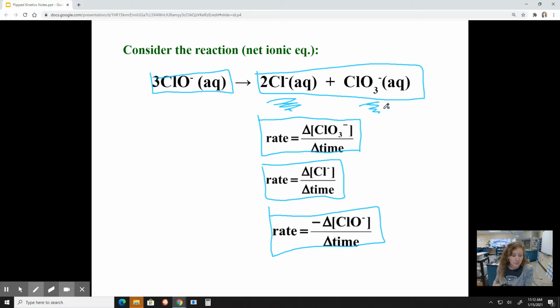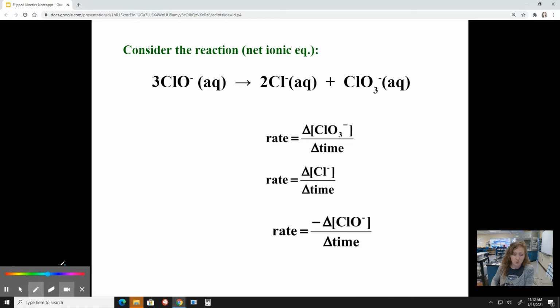However, these are not all going to be equal values, right? So let's say that 3... okay, let's be consistent here, shall we?